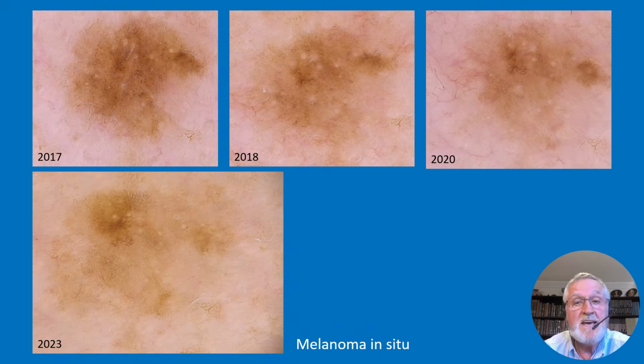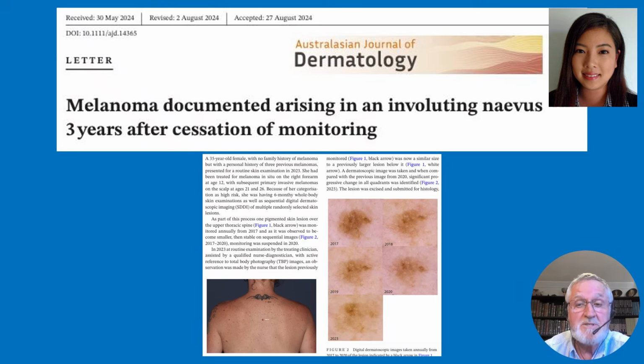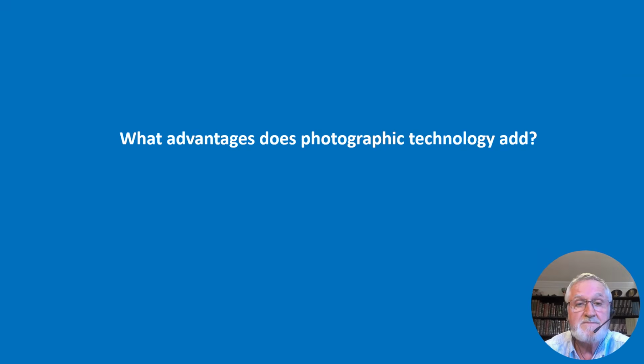So that was really, really interesting. We didn't know of any publications that show a melanoma arising in an involuting nevus, which we had detected. So we published that, and of course, Christine was the first author on that publication. What advantage does photographic technology add?